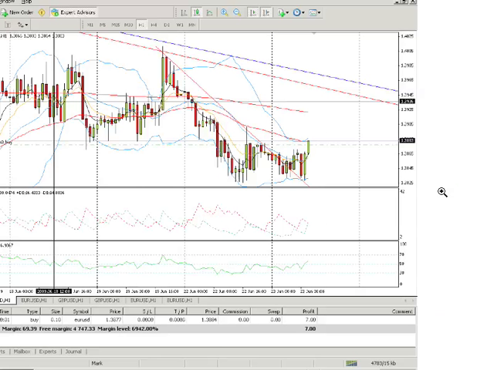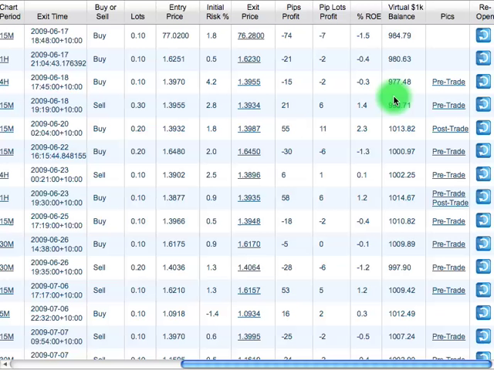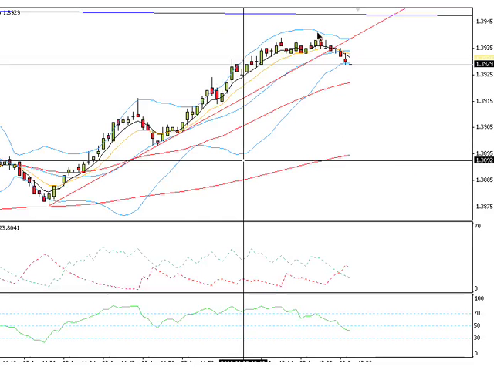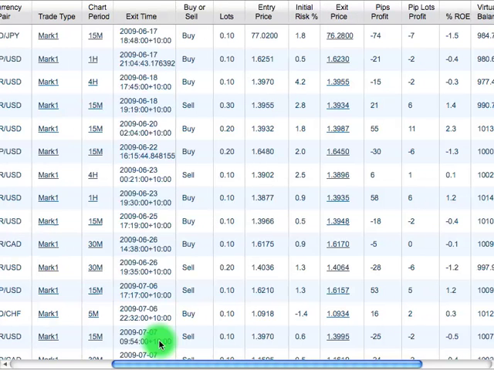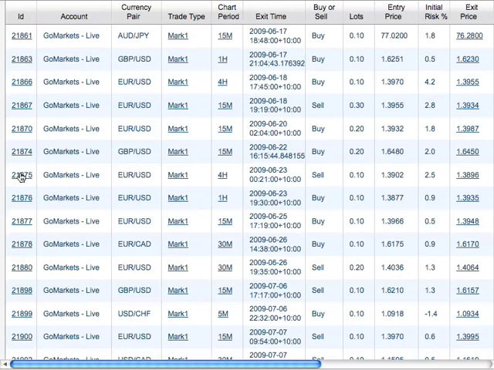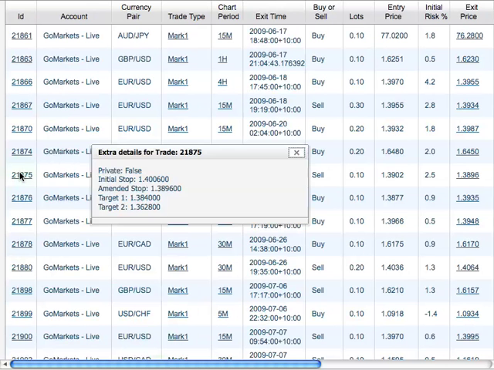This is a pre-trade screenshot, taken just as we entered the trade, and a post-trade screenshot as we exited the trade. And if there are notes taken, you can bring up the notes against any of these as well.